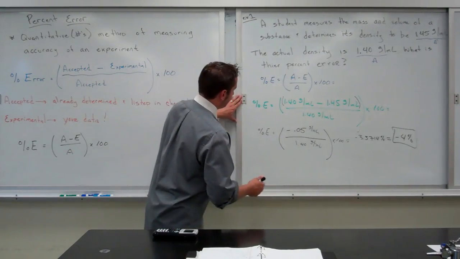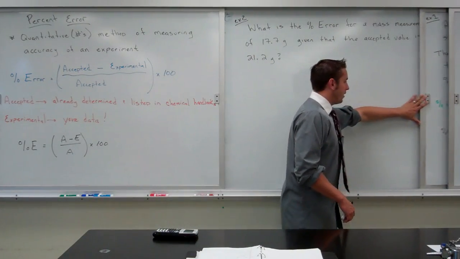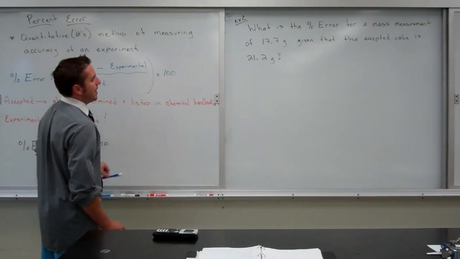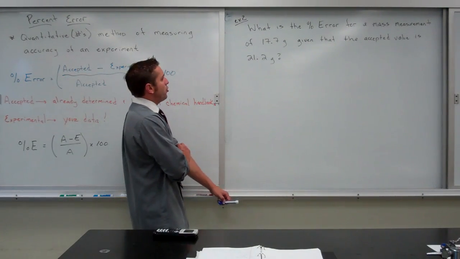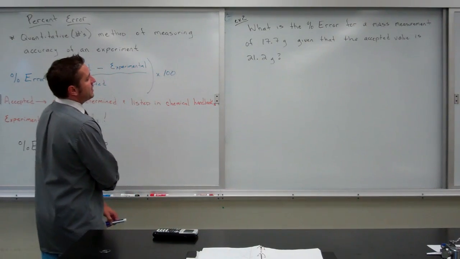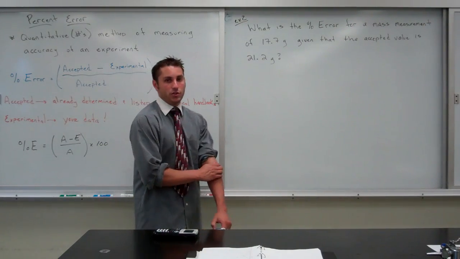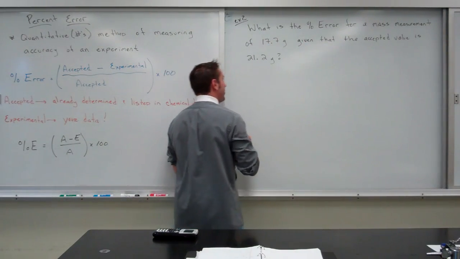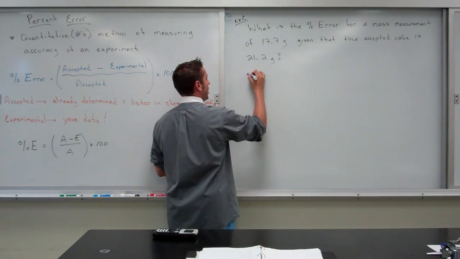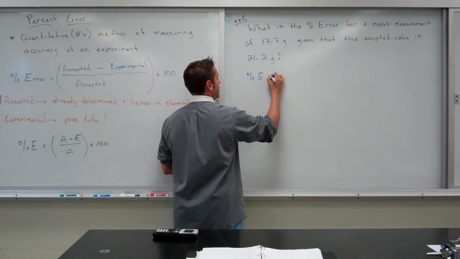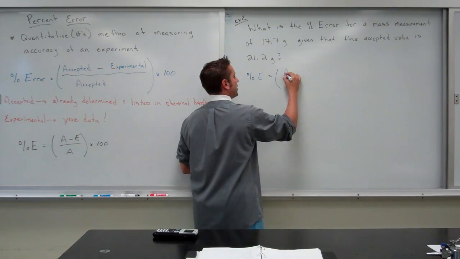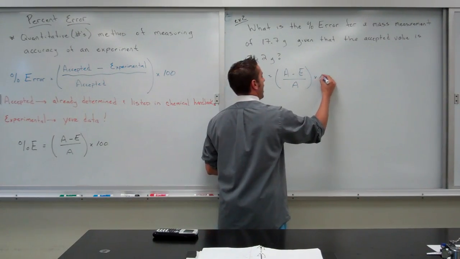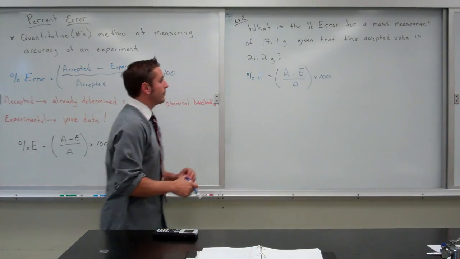Second one looks like this. It says, what is the percent error for a mass measurement of 17.7 grams, given that the accepted value is 21.2 grams? Again, if I see what is the percent error, the first thing I want to do is jump to my percent error equation. Percent error equals A minus E over A times 100.